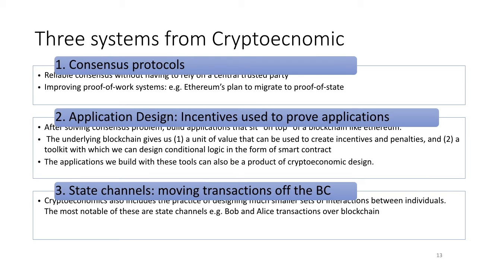So you'll find in our prior discussions of this, we describe proof of work in great detail. That is a cryptoeconomic system where we provide incentives, because whoever proves the work ends up profiting from it. We provide incentives for supporting the system. There are a couple other examples here: application design and state channels, moving transactions off the blockchain. But I think the consensus protocol is the best example of a cryptoeconomic application that I can think of.